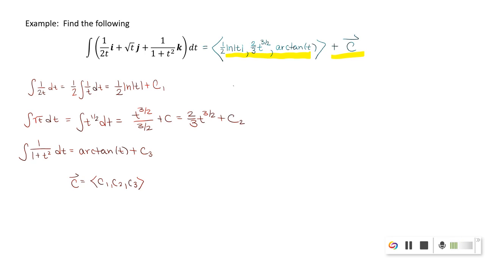All right, so to summarize, if we're finding an antiderivative, we just integrate each of the component functions separately. Our answer is going to be a vector valued function, and then we'll tack on a plus c, which is also a vector.